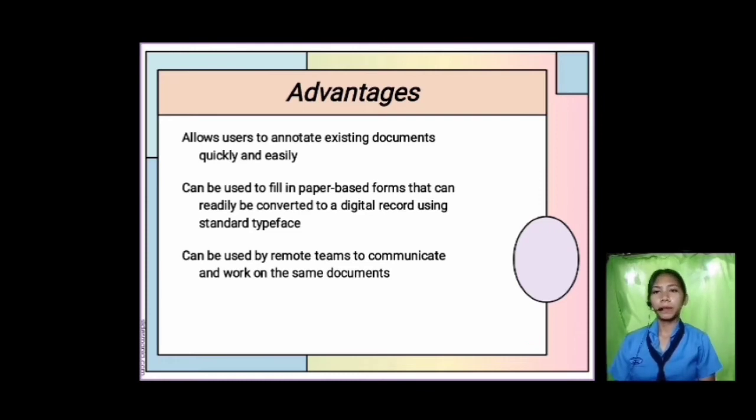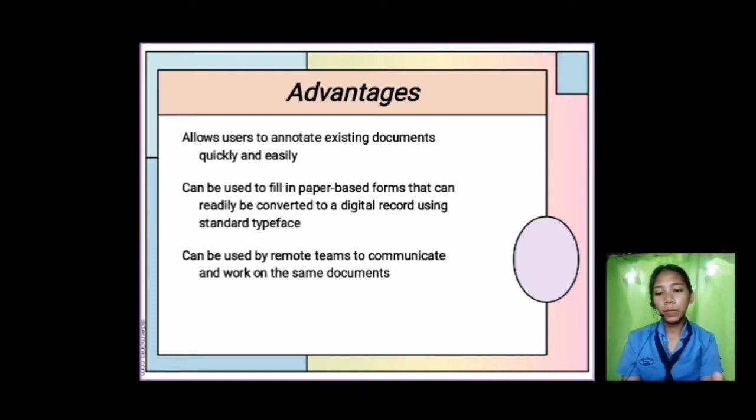So let's start with the advantages of the Anoto pen. Advantages: allows users to annotate existing documents quickly and easily. Can be used to fill in paper-based forms that can readily be converted to a digital record using standard typeface. Can be used by remote teams to communicate and work on the same document. This is useful for a team who is working together and communicating with each other from different locations.